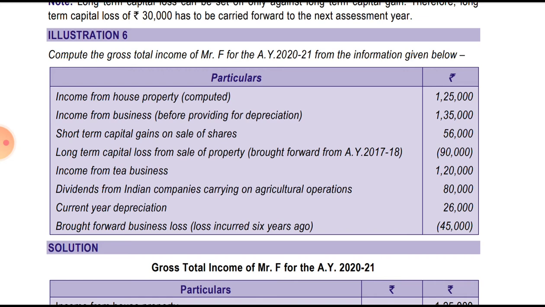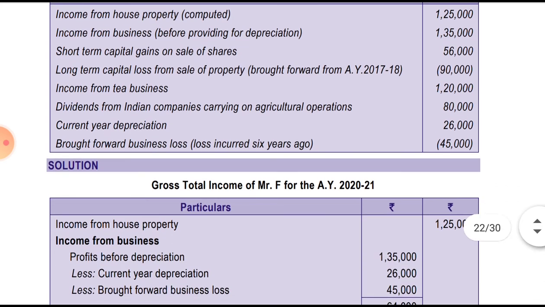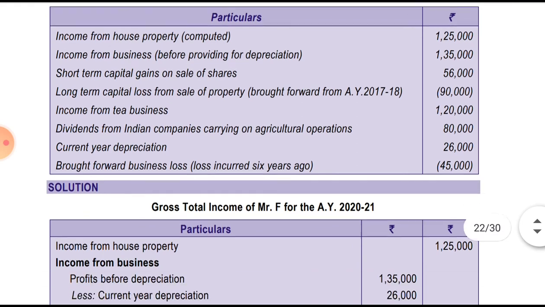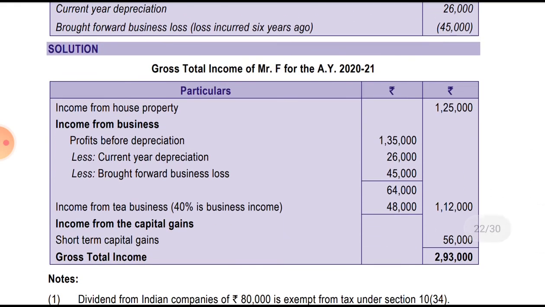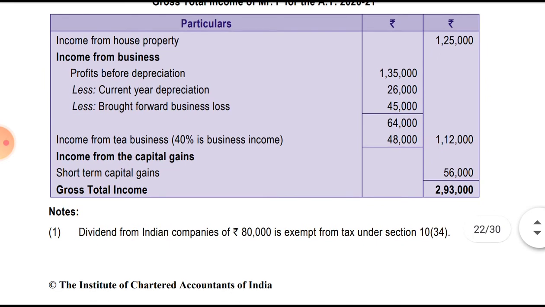Brought forward business loss can be carried forward. Business loss can be carried forward for 8 assessment years generally. So 6 years have passed, 6 years ago, so this can still be set off. So how would this calculation be done? First we write income from house property 1,25,000, then income from business 135 minus current year depreciation and brought forward loss 45,000 rupees. So these two will be deducted. We will be left with 64.